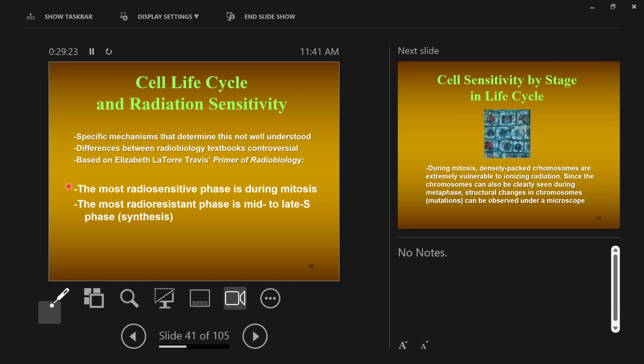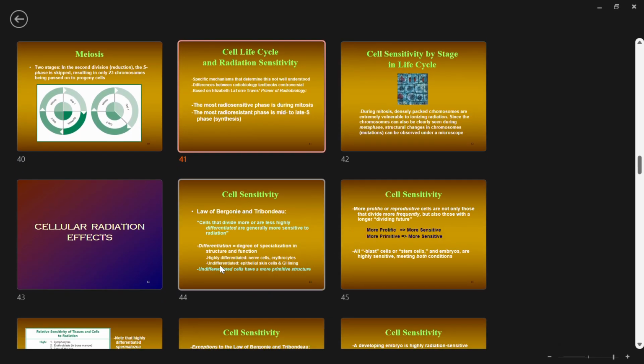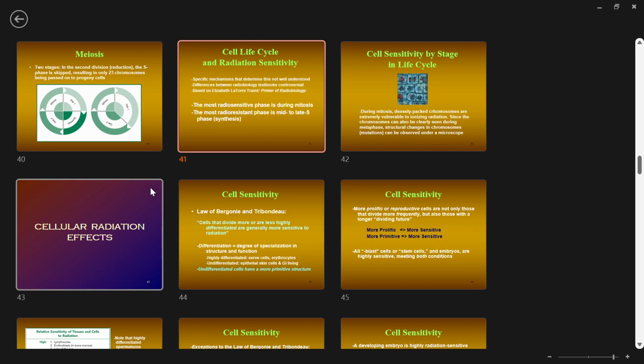The most radiosensitive phase of a cell is during mitosis. It's while it's dividing. The most radioresistant phase of a cell is mid to late synthesis, towards the end of synthesis, when DNA is getting copied. If all the DNA is copied, then there's less likelihood that there's going to be damage to the DNA if it's already been copied. Okay, so we can say that pretty safely, those two things. Cells are sensitive during mitosis and resistant during mid to late synthesis.